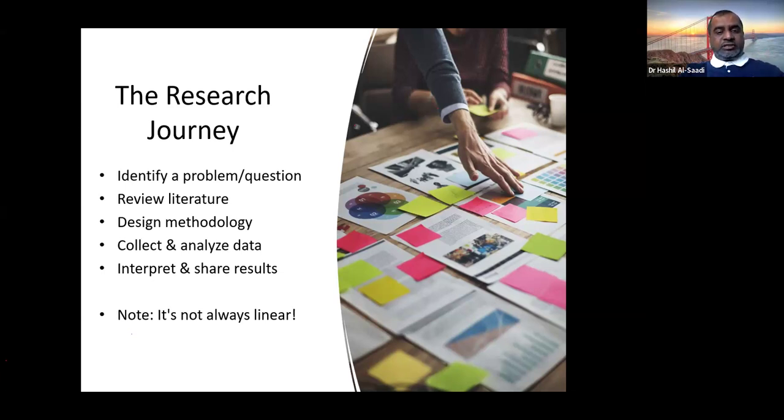But as you can see, a note here at the bottom says it's not always linear. So it's not always like problem, lit review, methodology, data analysis. Sometimes when we get to data analysis, we feel that we need to collect more data in order to help us understand a particular aspect, a particular topic or subtopic. And then we go back to data collection and we use interviews or questionnaires. You see what I mean? So it's not always linear.